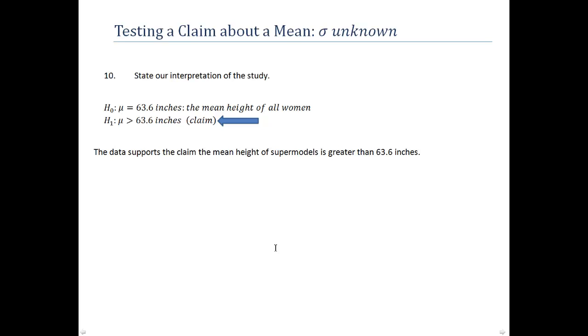And at the last step here, we'll state the interpretation of our study. I put an arrow next to the alternate hypothesis because we rejected the null. So the arrow's pointing to the alternate, and the alternate was my claim. So I'd end up with the final statement: the data supports the claim that the mean height of supermodels is greater than 63.6 inches.